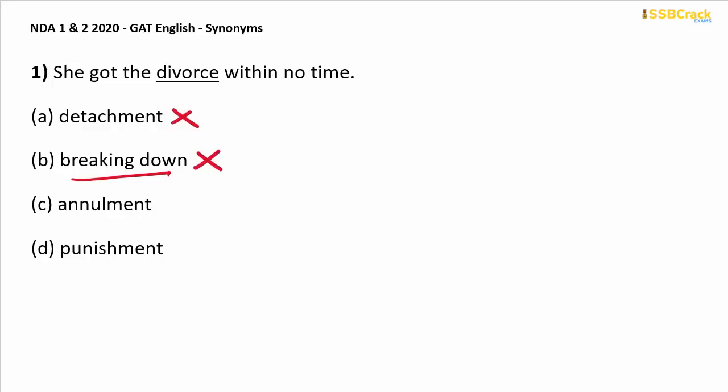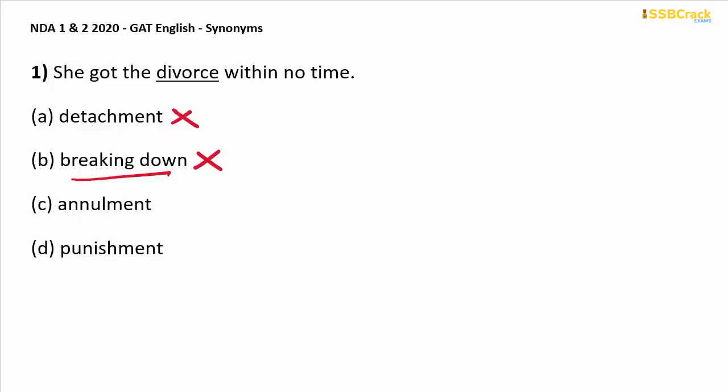Remember, you not only need to find out the meaning of the word underlined in the sentence, but your synonym of the word has to be relatable to the sentence that it is being used in. This is very important because most students get confused as they try to find only the meaning of the word. But you need to find the meaning which is relatable to the sentence in which it is used. So here, what is divorce? It is a legal way in which a couple separates.